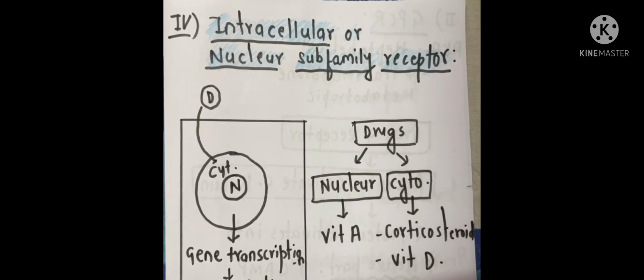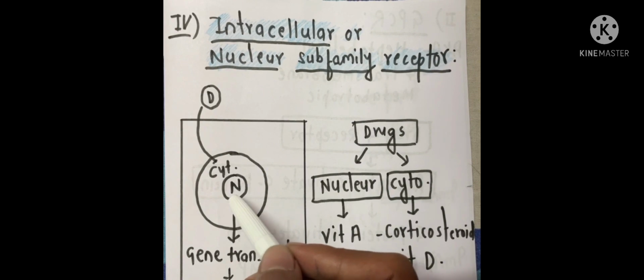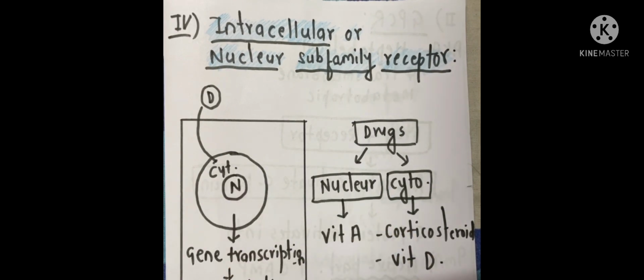Intracellular receptor or nuclear subfamily receptor. This is the only type of receptor which is present intracellularly, inside the cell, while all the other types of receptors are present on the cell surface. Inside the cell, it is present either in the nucleus or in the cytoplasm. Drugs are also classified based on their targets. For example, vitamin A acts on the receptor which is present in the nucleus, and corticosteroids and vitamin D act on the receptor which is present in the cytoplasm.